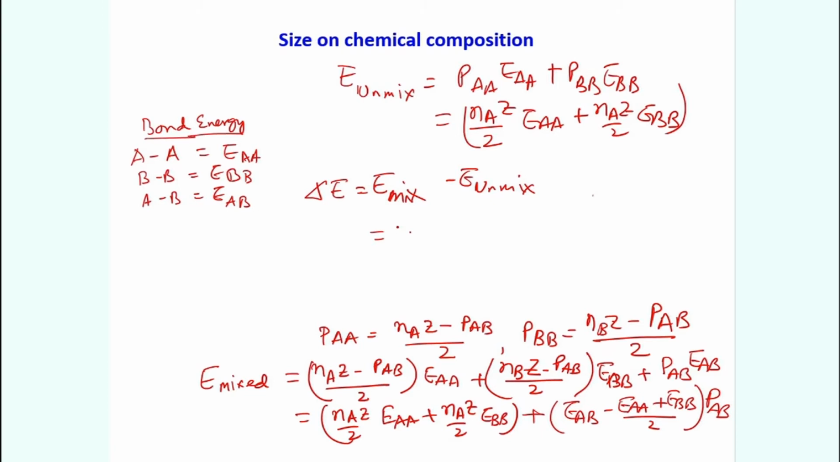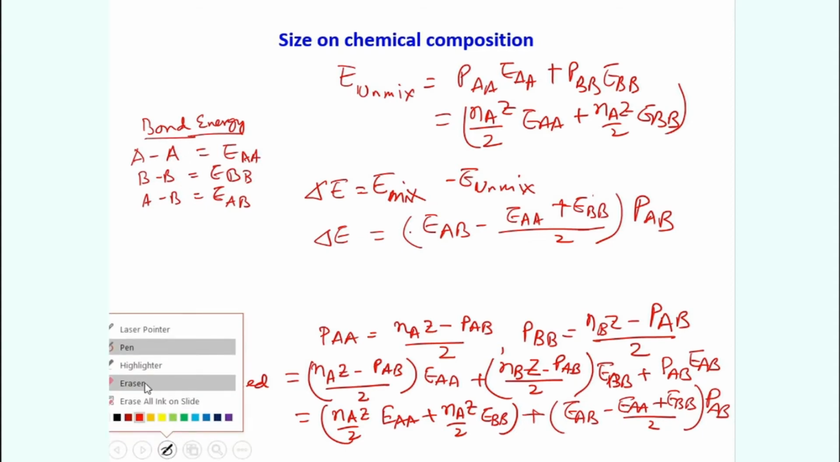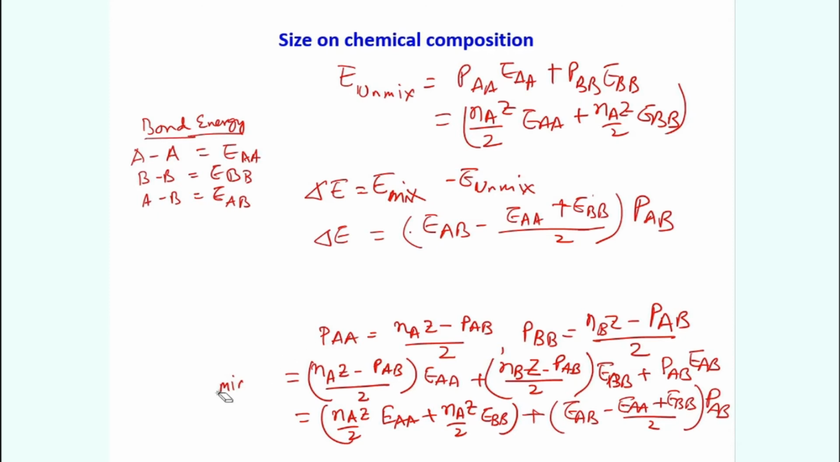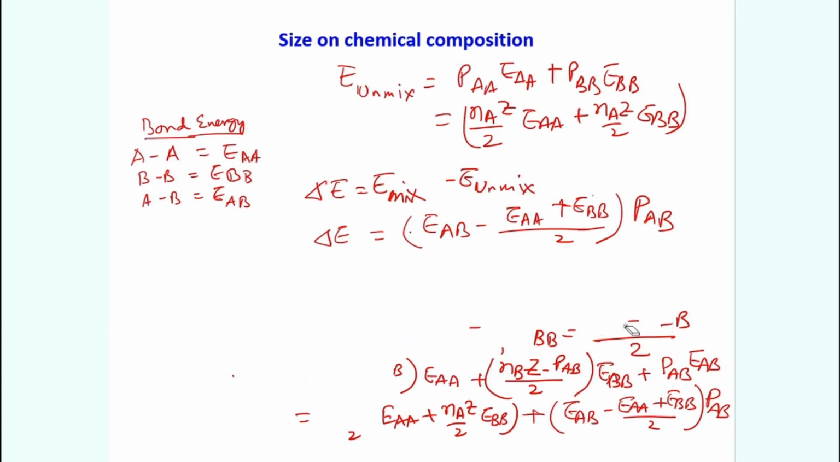If you do the mathematics properly, what will you get? You will get simply this equation: E_AB minus E_AA plus E_BB by 2, into P_AB. That is what you will get. Correct. Now, in solution theories, such a kind of theory we are talking about is what is called the quasi-chemical theory.